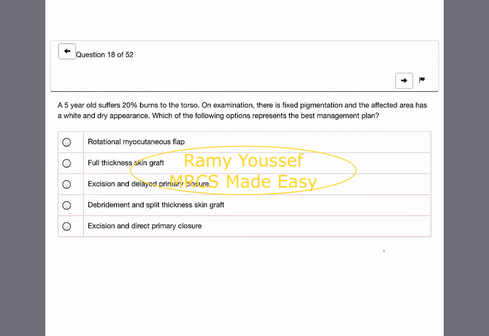I think this is a grade 3 burn, and we have two options, either full thickness skin graft or debridement and split thickness skin graft. Yeah, I think this needs debridement. Yeah, I'm going with D.